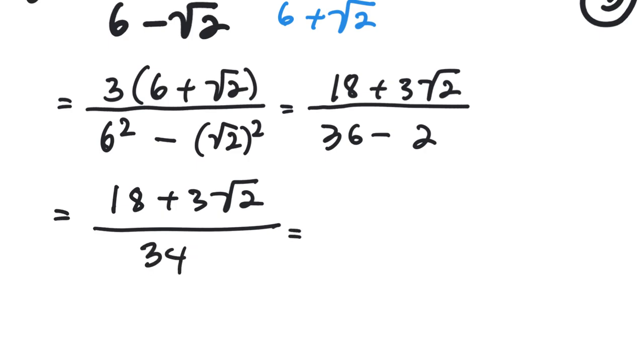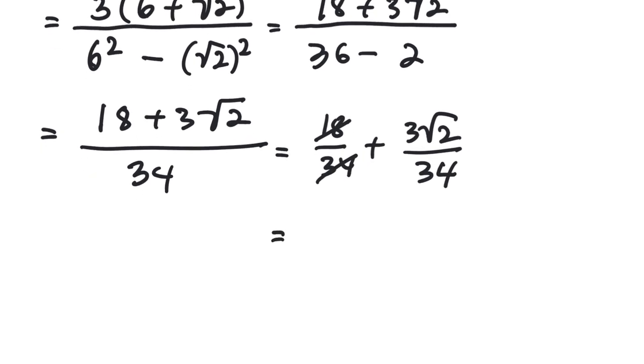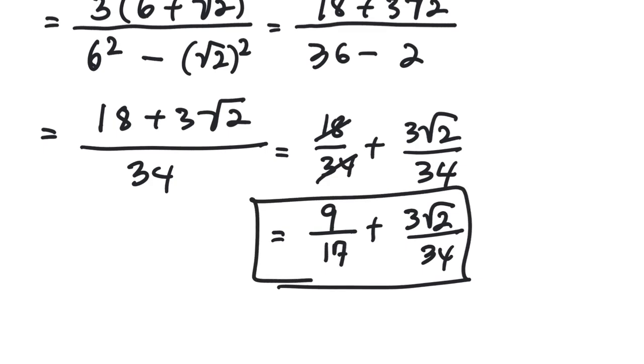Now we can break this one: 18 over 34 plus 3 root 2 all over 34. Now we're going to cancel this out, divide it by 2. So that's going to give you 9, because 18 divided by 2 is 9. 34 divided by 2 is going to give you 17. So we have 9 over 17 plus 3 root 2 over 34. Okay, so far that's going to be its lowest term.